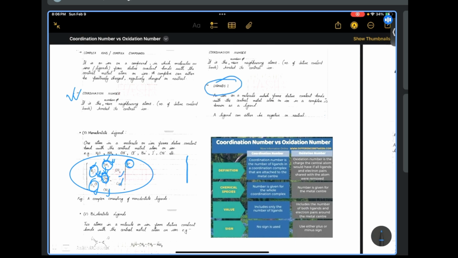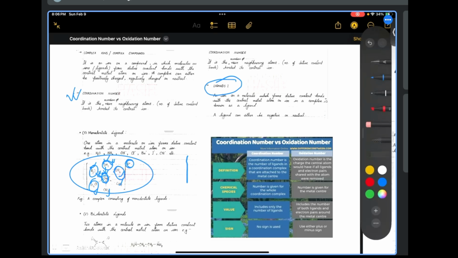Now let's talk about the ligands. Ligands are ions or molecules which form a dative covalent bond with the central atom or ion in a complex. A ligand can either be negative or neutral. Let's say here is some water, so it's neutral. So now let's move forward.